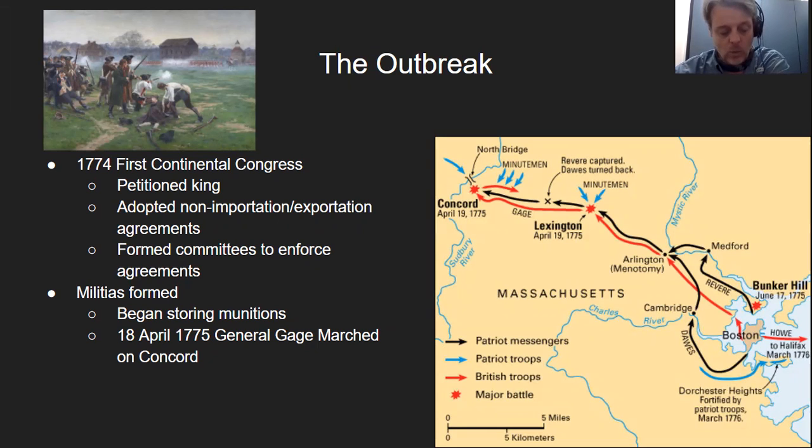If you remember, the French and Indian War was fought against the French to protect English interests in the New World, as well as all over the rest of the world. Anyway, so they petitioned the king. That's what the First Continental Congress did. They adopted non-importation and non-exportation agreements, meaning they were going to stop importing goods from England and stop exporting raw materials from the colonies. And they formed committees to enforce these agreements.